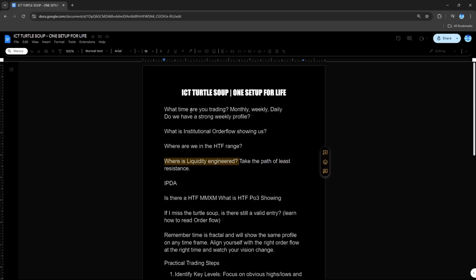Using just simple ICT concepts, where's the engineered liquidity? And where is the path of least resistance? You'll see me always talking about smooth edges, and we also talk about our phantom trend lines, as we saw in the last video.